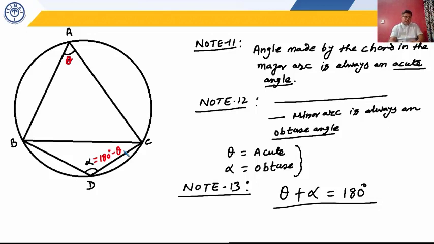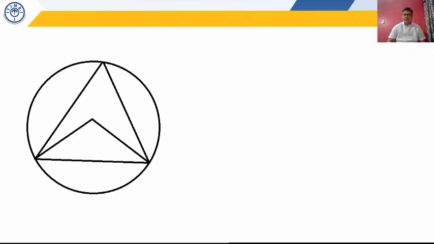These two angles are always supplementary angle. Or in a cyclic quadrilateral, if ABDC is a cyclic quadrilateral, so sum of the opposite angles is always 180 degree. If this is theta, then this is 180 minus theta. And if this is beta, then this angle is 180 minus beta. So angle made by the chord in the major arc is acute, minor arc is obtuse, and these two angles are always supplementary. Right? And you know this property.